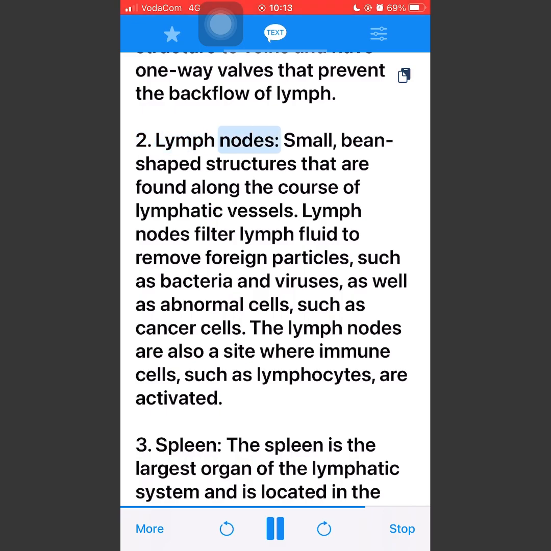2. Lymph nodes, small, bean-shaped structures that are found along the course of lymphatic vessels. Lymph nodes filter lymph fluid to remove foreign particles, such as bacteria and viruses, as well as abnormal cells, such as cancer cells. The lymph nodes are also a site where immune cells, such as lymphocytes, are activated.